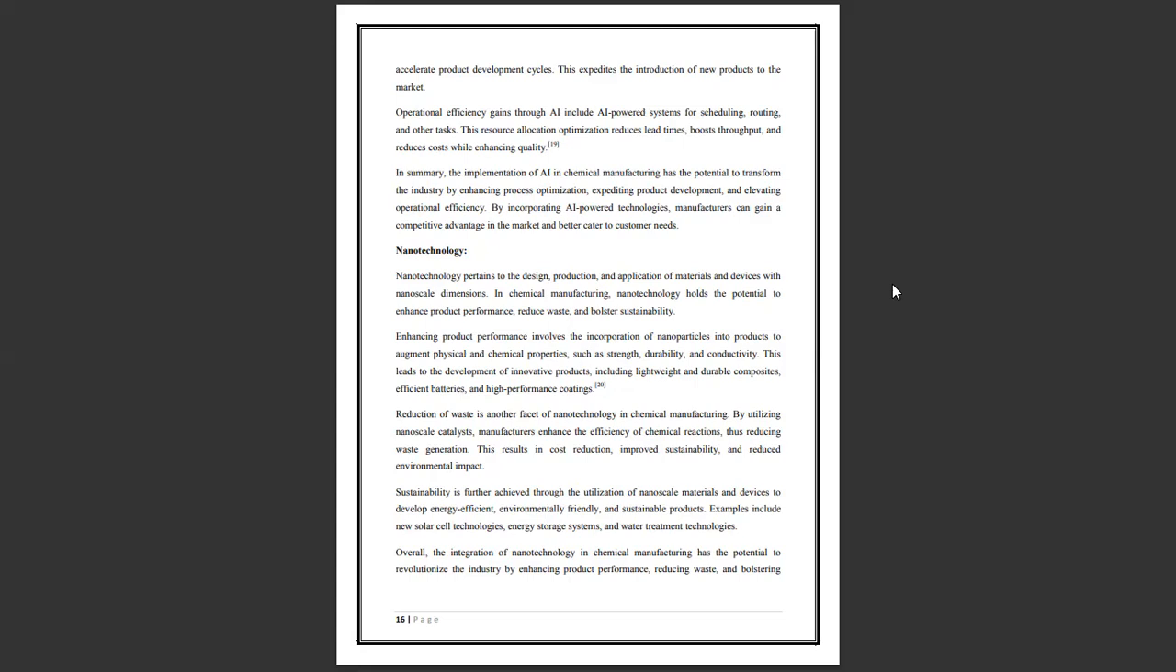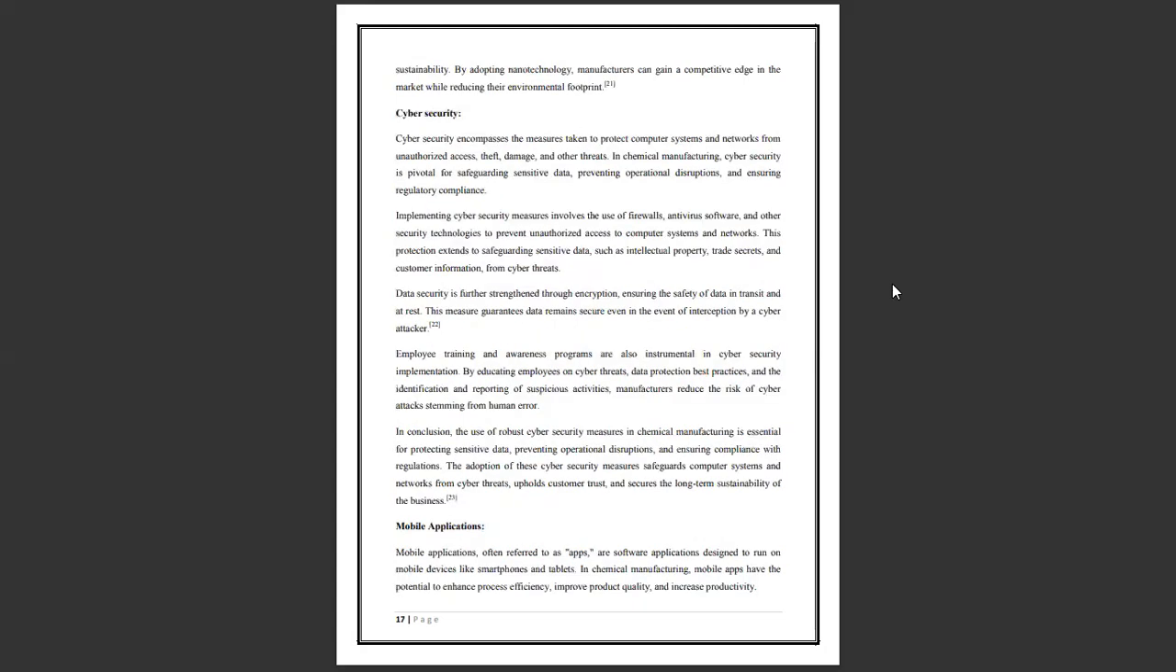Sustainability is further achieved through utilization of nanoscale materials and devices to develop energy-efficient, environmentally friendly, and sustainable products. Examples include new solar cell technologies, energy storage systems, and wastewater technologies. Overall, the integration of nanotechnology in chemical manufacturing has the potential to revolutionize the industry by enhancing product performance, reducing waste, and bolstering sustainability. By adopting nanotechnology, manufacturers can gain a competitive edge in the market while reducing their environmental footprint.